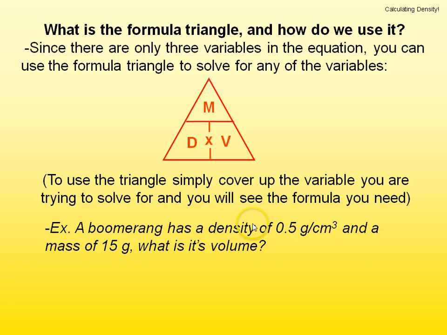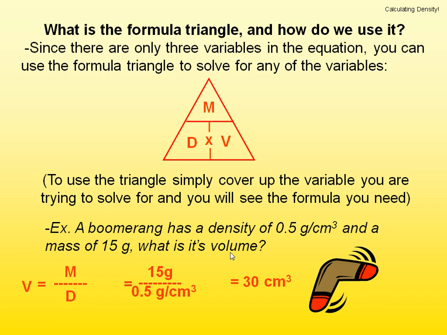So for example, a boomerang has a density of 0.5 grams per centimeter cubed and a mass of 15 grams. And I want to know the volume this time. They gave me the density. So I would plug in my density as 0.5 grams per centimeter cubed and plug in my mass of 15. So volume again, cover it up, it's mass divided by density. So it's going to be 15 divided by 0.5. And that gives me a volume of 30, and it looks like our grams are going to cancel out and we'll end up with centimeters cubed.